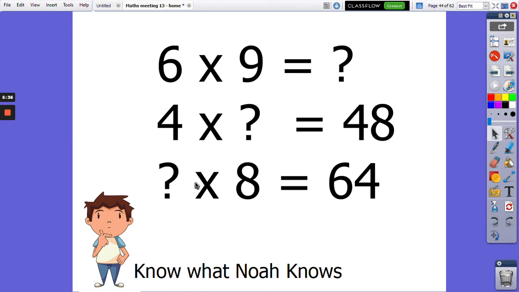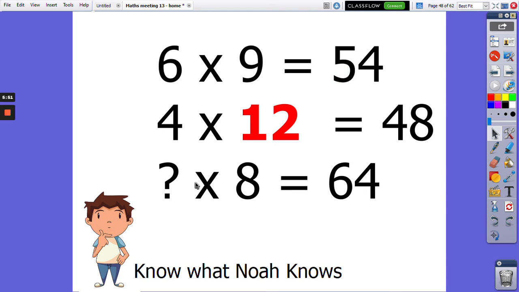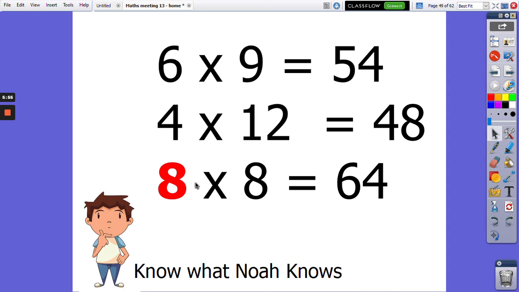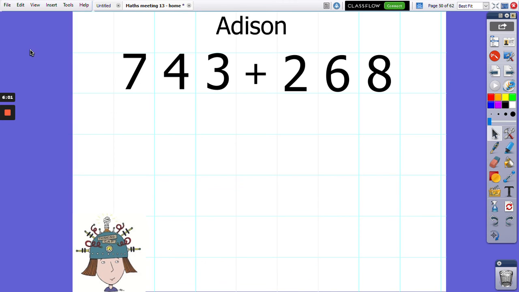Okay, what are our missing numbers? Our missing numbers are the answers or the parts, aren't they? Off you go. Okay, let's make a start, shall we? 6 multiplied by 9 is 54. 4 multiplied by 12 is 48. And what multiplied by 8 equals 64? 8 multiplied by 8 is 64. That means that 64 is a square number. Well done if you got those correct.